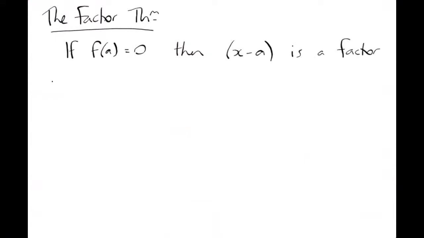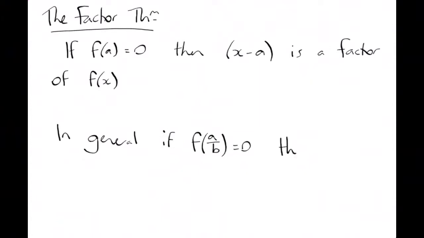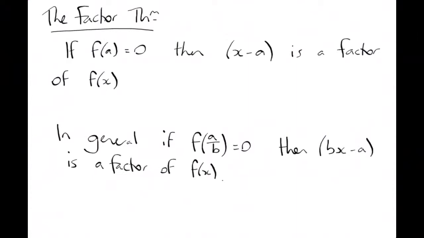Theorem. If f of a equals 0, then x minus a is a factor of f of x. In general, if f of a over b equals 0, then bx minus a is a factor of f of x. The first one there is a lot easier to remember, the second one is a little bit more general. We'll have a look at an example.